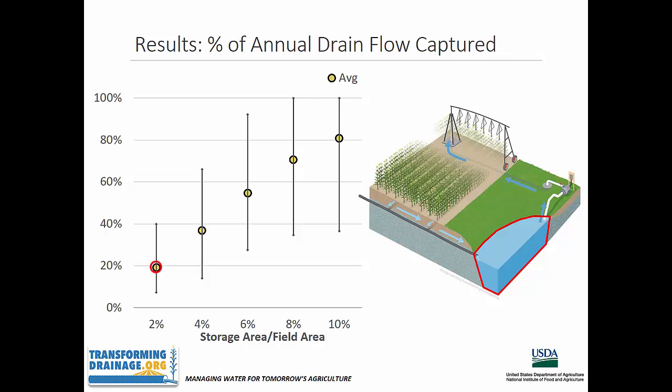So at 2% storage area, the average amount of drain flow captured was almost 20%. This increases to more than 50% capture on average for a storage area of 6%, and more than 80% on average for a storage area of 10%.